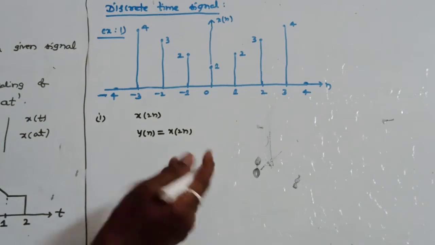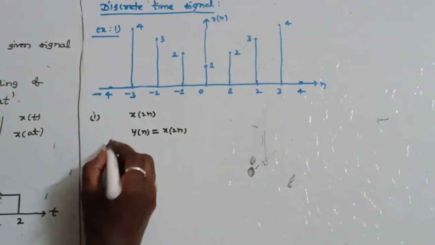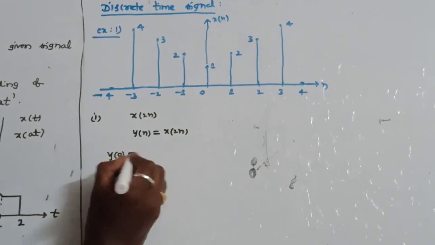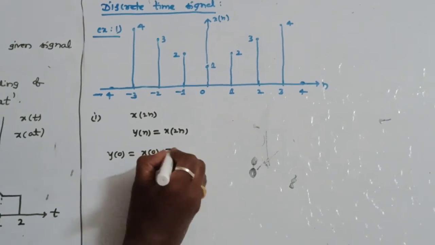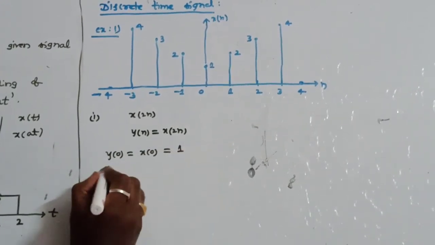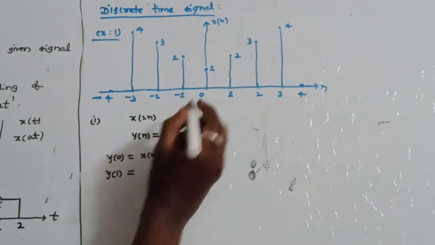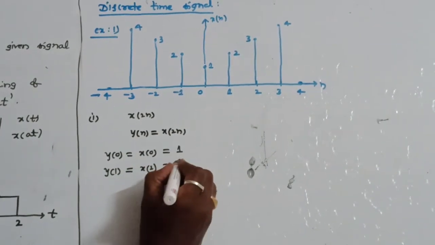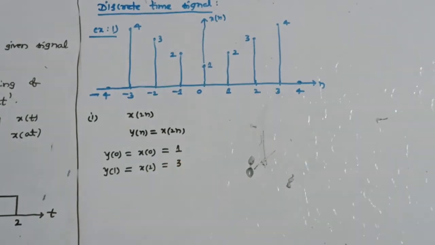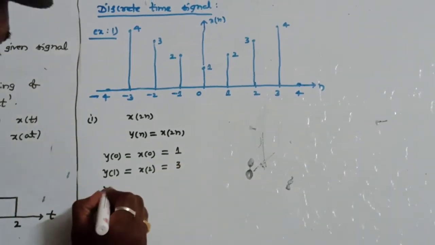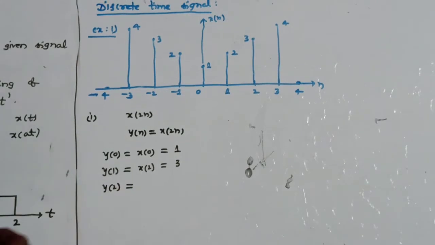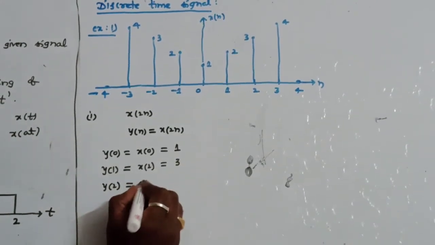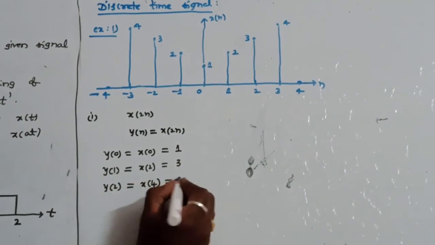Plot y of n versus n graphs. So that is the simple process. For example, substitute y of 0, so that is x of 0. What is the x of 0 value from the graph? 1. So I am doing it fast. So y of 1, if you substitute, it is x of 2. What is x of 2 sample value from the diagram? It is 3. So for example, y of 2, so what is y of 2? If you substitute, it will come as x of 4.